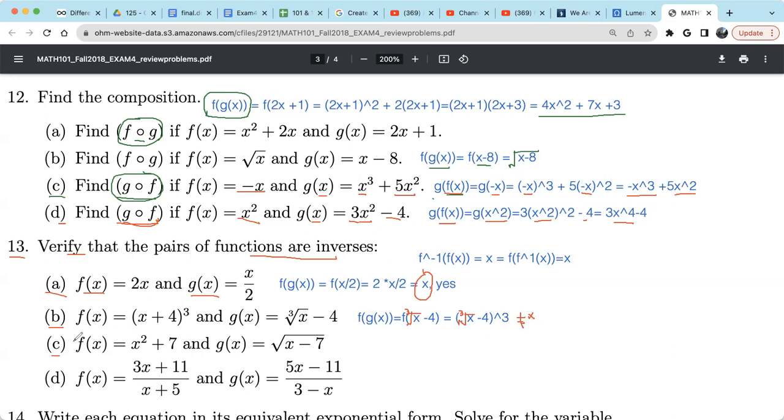Now let's see C. C, we do the same. We do f composed with g. That means f takes g as input. What is g? g is the square root of x minus 7. And what does f do to the input? F squares the input. I'm going to add the square root later on. And so the square root of x minus 7, squared. Then plus 7.